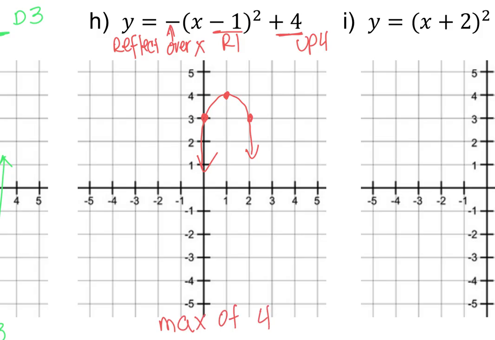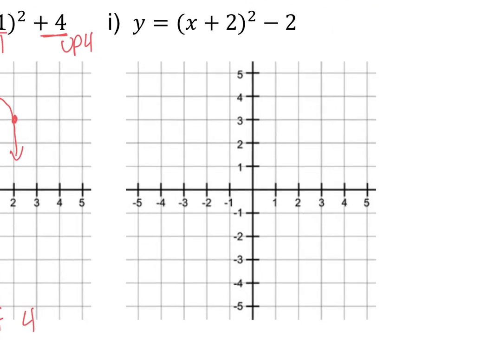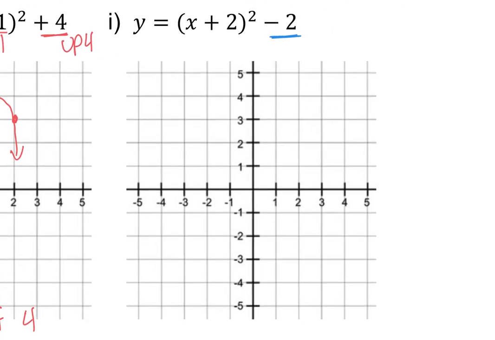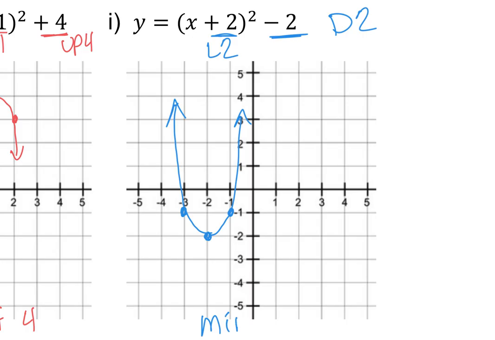Okay, last one. I. We have this minus 2, which tells us what, class? Right, down 2, plus 2, left 2. Very good. So we're going to go down 2 to the left 2. It's positive, so we go up. Our A is positive, I should say. And then we have our parabola. Let's go ahead and connect those. And does this have a max or min? Min of what? -2.